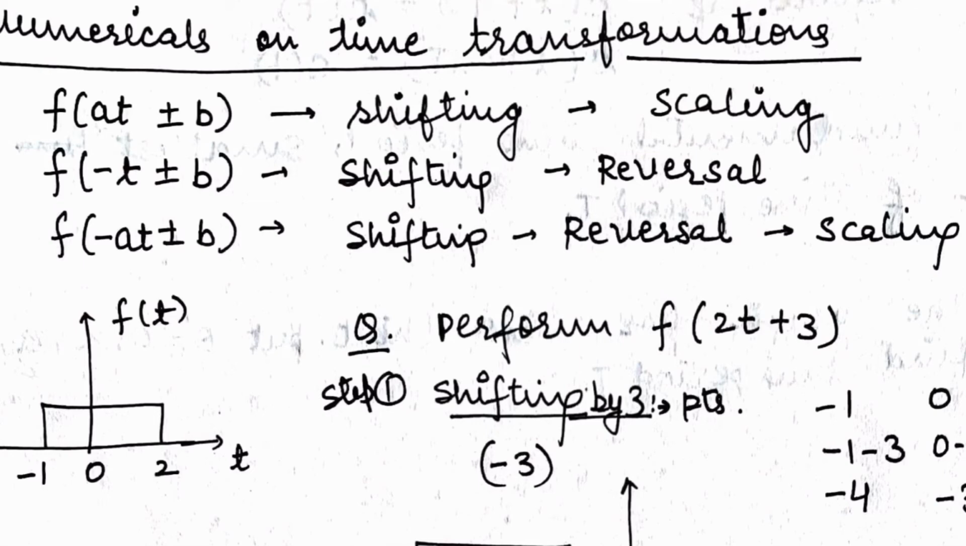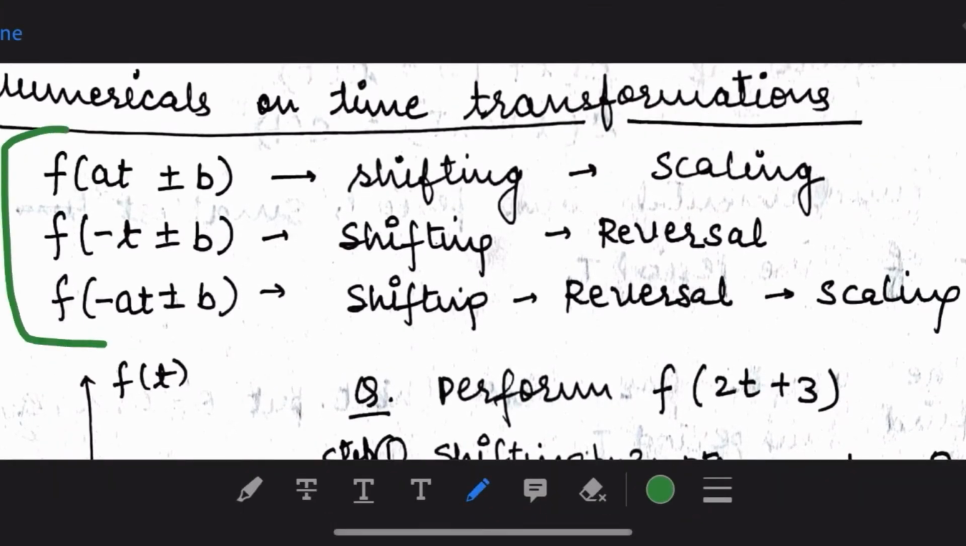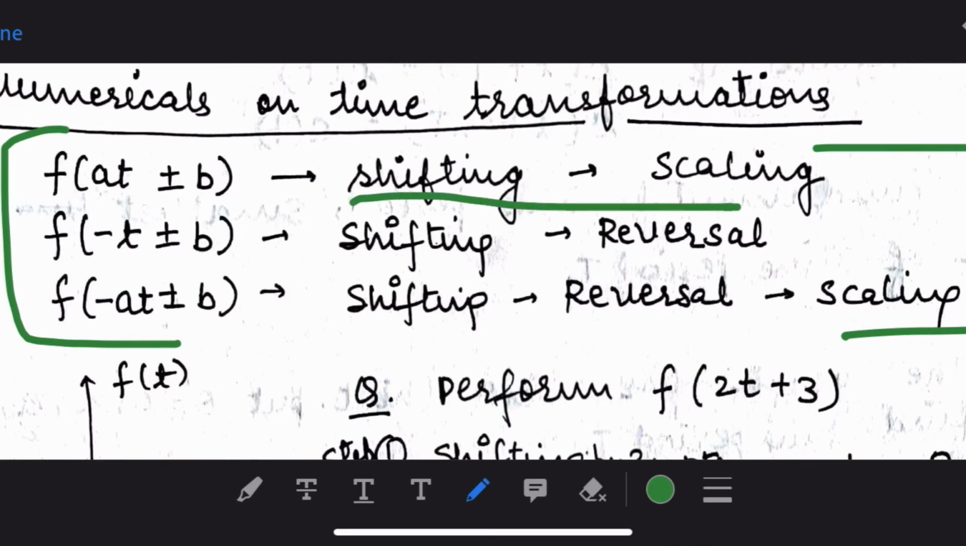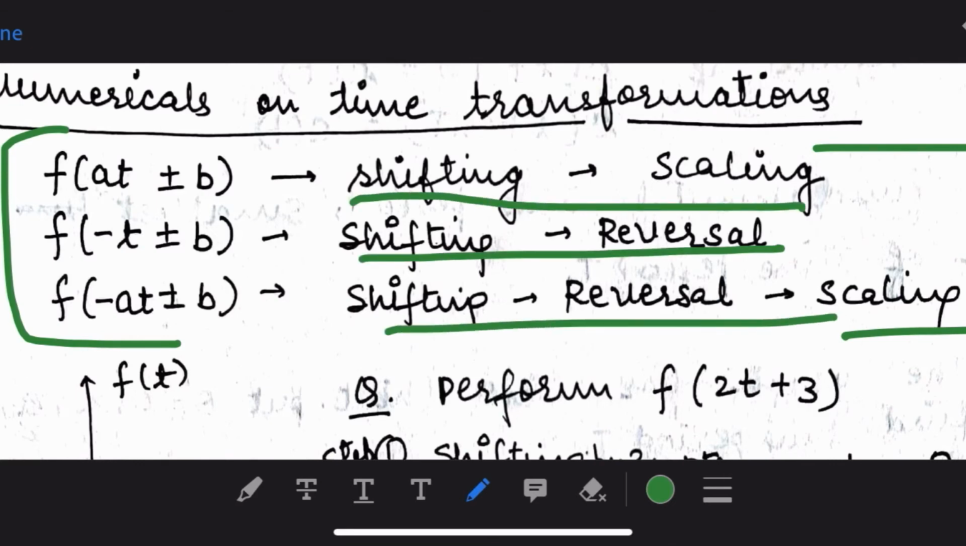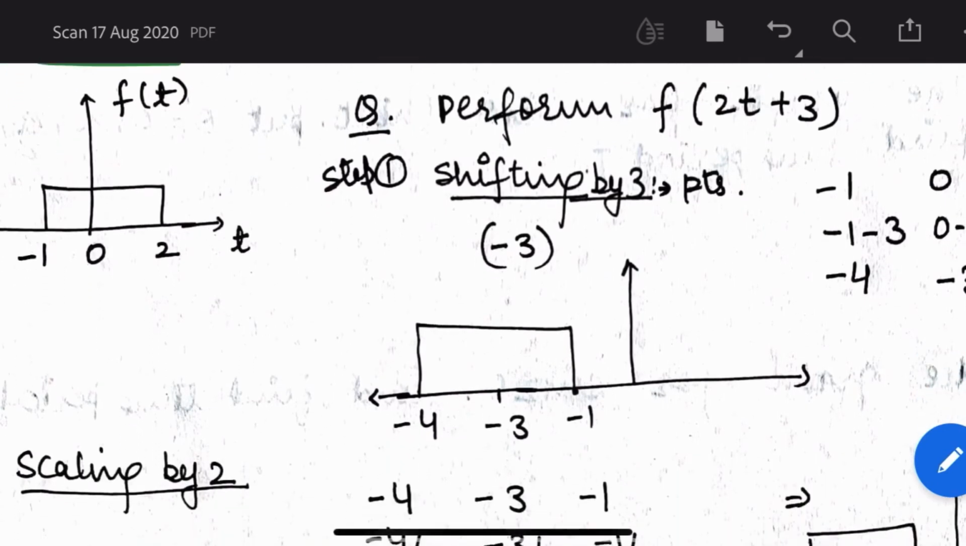We have separately discussed the numericals related to shifting and scaling. Now in today's lecture we shall be discussing a combination of shifting, scaling and reversal properties. You already know that if there is a combination, then this process must be followed, and only then will you get the correct answer.